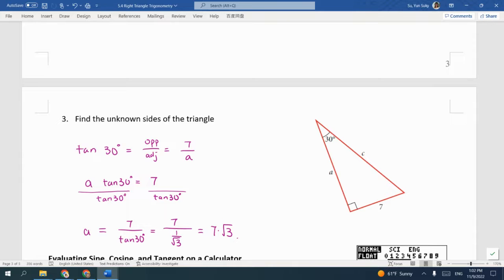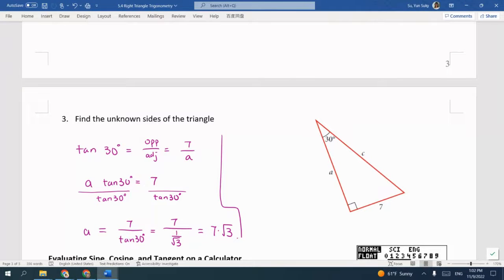We still need to find C. Okay, so let's find C. By the way, there are many ways to find C. One way is because you already know A, that's 7 radical 3, and then you can use the Pythagorean theorem to find C, right? That's one way. The other way is, oh, I can use this angle. So this is the opposite. We know the opposite. We're looking for the hypotenuse. What trig function relates opposite and hypotenuse? Sine. Right, everybody? So there is more than one way to find C.